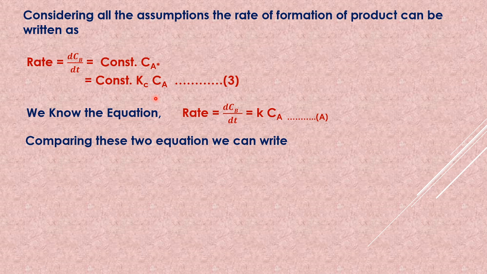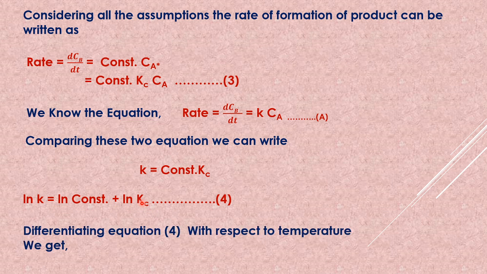If we compare these two equations, we can write K equals constant into Kc. It means the concentration of A and concentration of A, Kc into constant and here the K, therefore we can write K equals constant into Kc. By using this equation, if we take the logarithmic term, this equation will be written in the form of ln of k equals ln of constant plus ln of Kc.